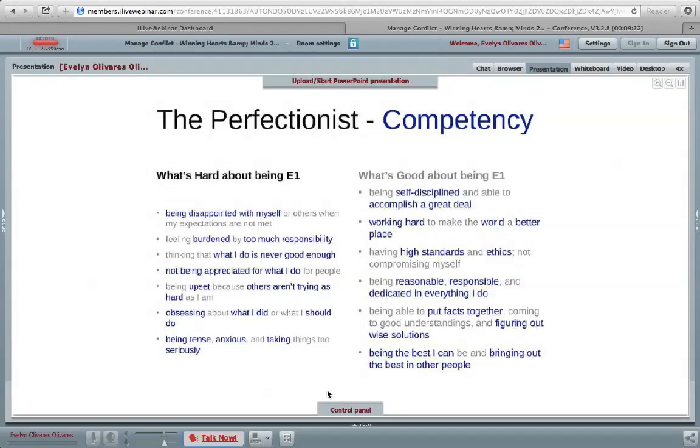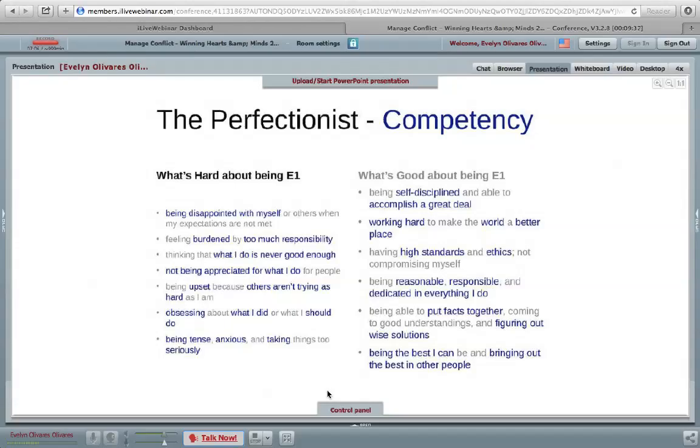Not being appreciated for what I do for people. Being upset because others aren't trying as hard as I am. Obsessing about what I did or what I should do. Being tense, anxious, and taking things way too seriously.